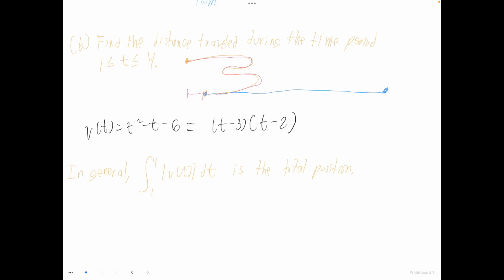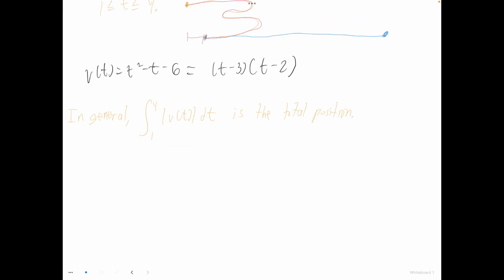Okay, and we did this before when we used absolute value to figure out position by looking at when we went backwards and forwards. So the question becomes, how do you take the integral of an absolute value function? And that's what we're going to do. So we're taking the integral from 1 to 4 of the absolute value of t squared minus t minus 6.